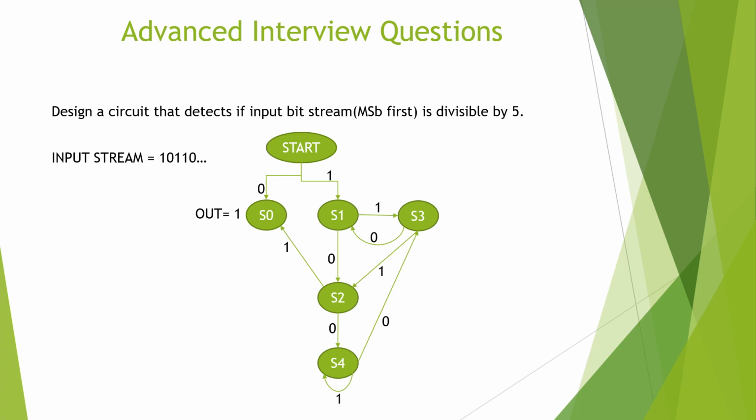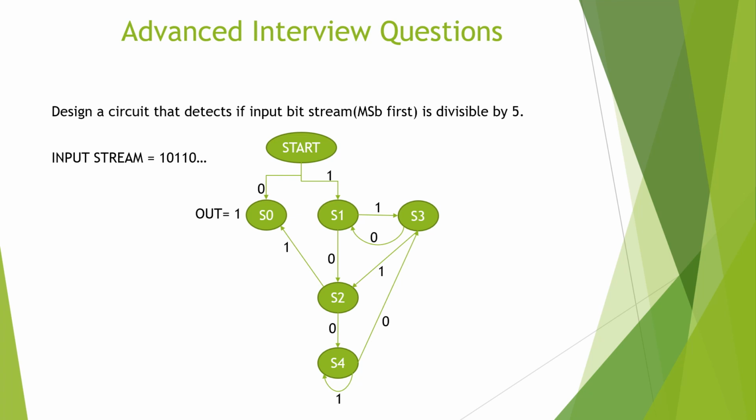So that is the basic concept, to navigate through the remainder values. Similarly, if you are in S4, if you get a 1, you stay in S4, and if you get a 0, you go to S3.